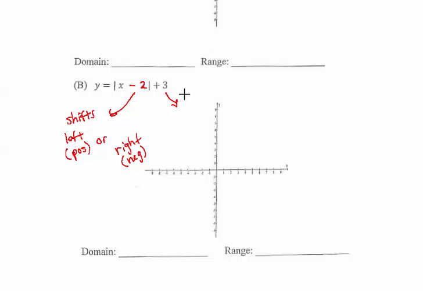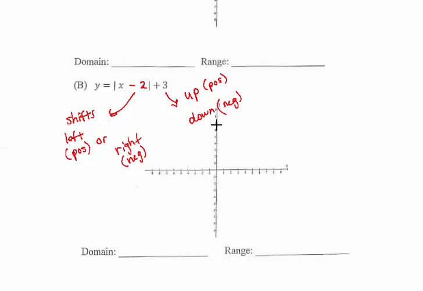The number on the outside moves it up or down. And you can see that it's adding or subtracting. So if the number on the outside was multiplying the absolute value bars, that would be a different situation. We're talking about adding or subtracting a number. So in that case, if the number is positive or being added, then it shifts it up. If it's being subtracted or negative, it moves it down.